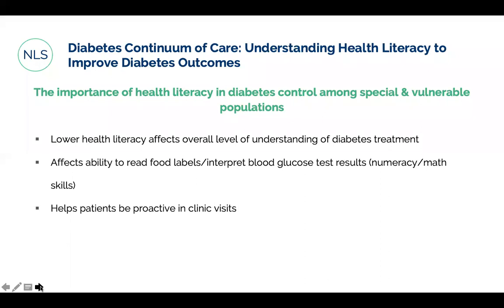effectively manage their condition. The NCA faculty on the call today have a specific focus on both agricultural workers and older adults, so we will be highlighting some special considerations for the health of these populations. Next slide.